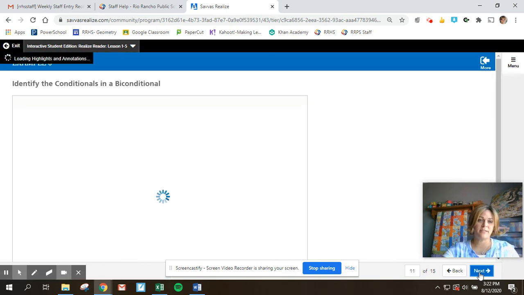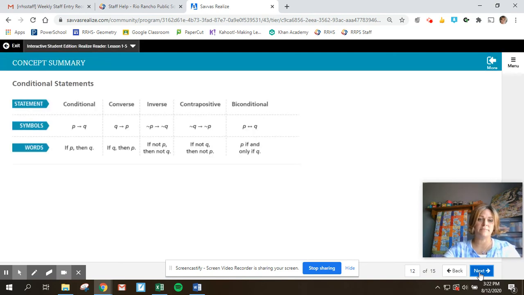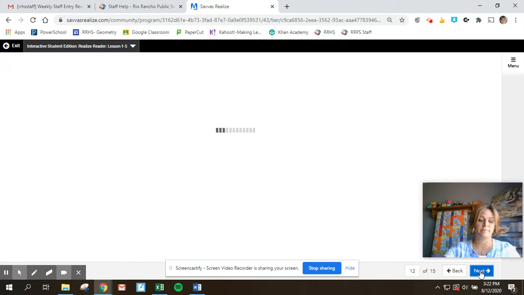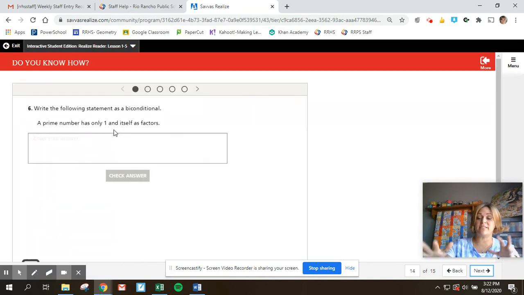Keep jumping through. This is helping you identify biconditionals. It even shows here's the conditional, here's the converse, and it does it visually, in words and in symbols, so you can look at it a little better. Then we're going to go all the way to the problems. Your teacher could have assigned you problems in between. I'm just jumping to the big stuff.